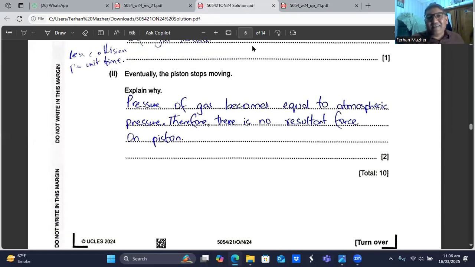So let's see what Hajra has written. Eventually, the piston starts moving. Explain why. Pressure of the gas becomes equal to the atmospheric pressure. Therefore, there is no resultant force on the piston.